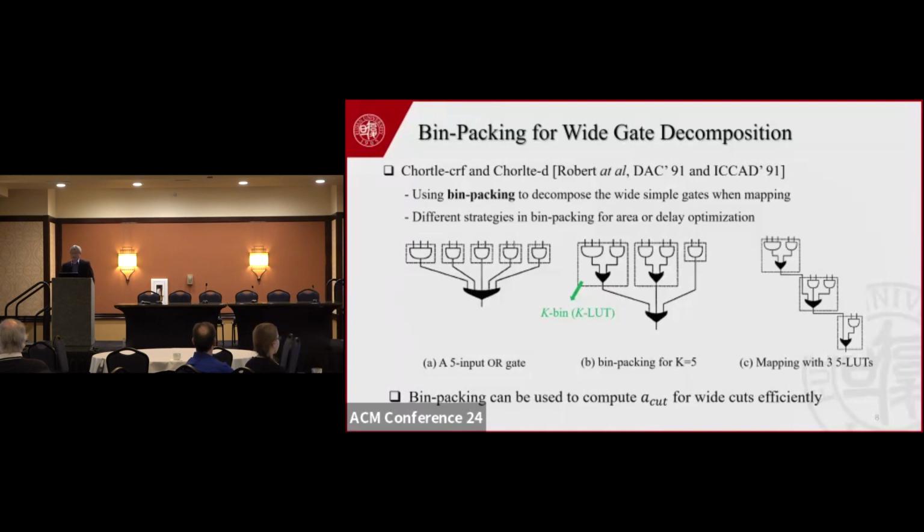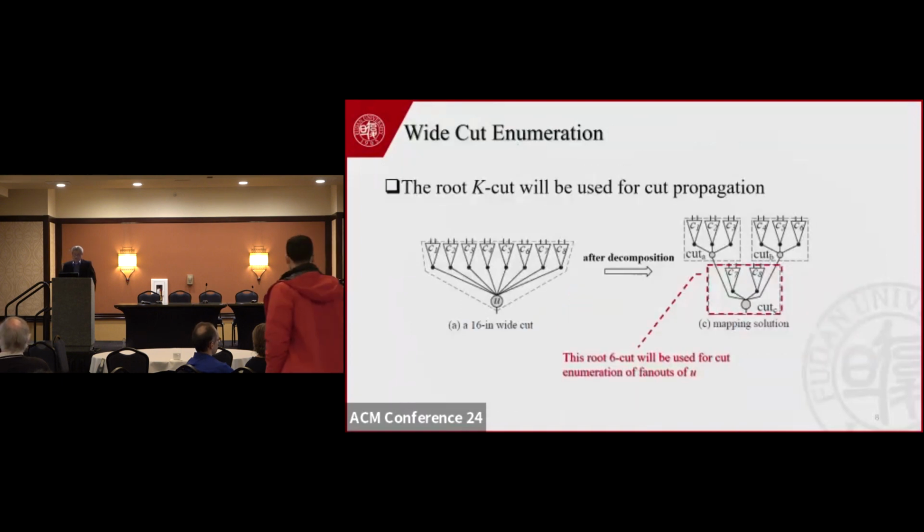So within beam packing, we can extend the previous priori algorithm to do the cut enumeration, the effective area computation, and the pruning. Then after the bin packing for the wide cut, we can use the root K cut as a cut propagation for its fan out and continue to do this cut enumeration for the entire network.